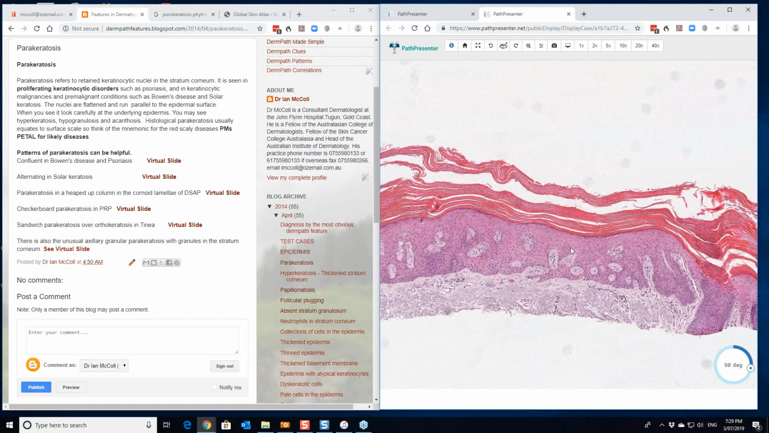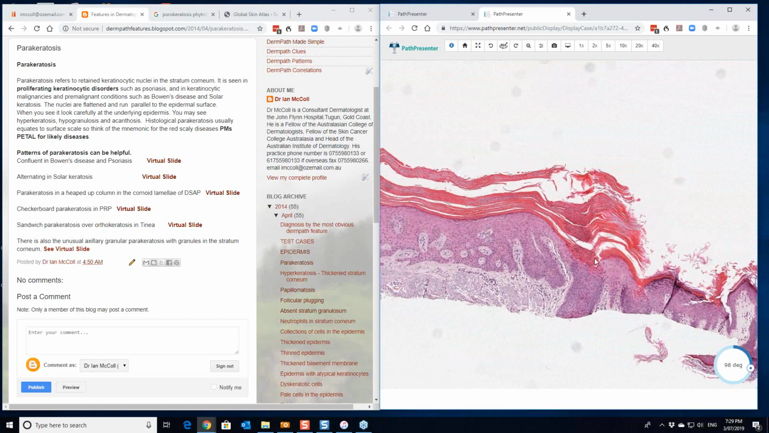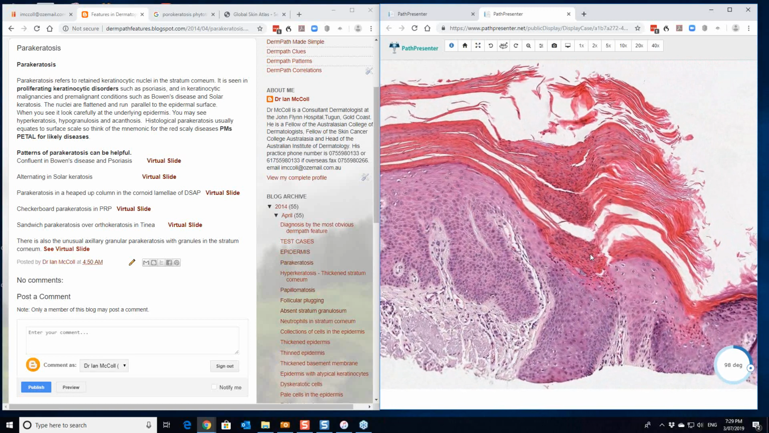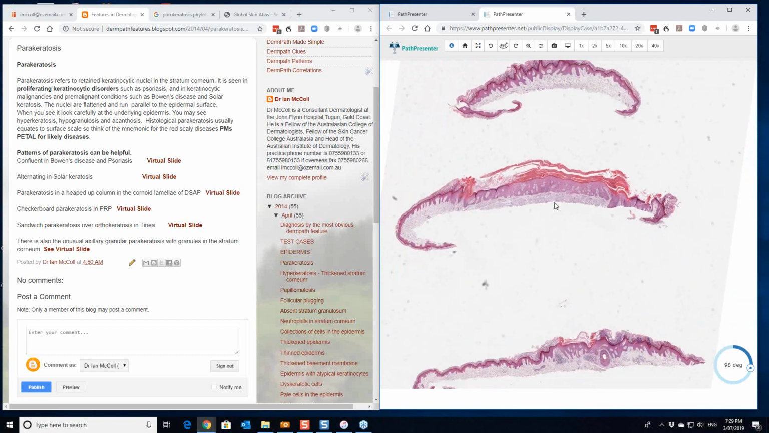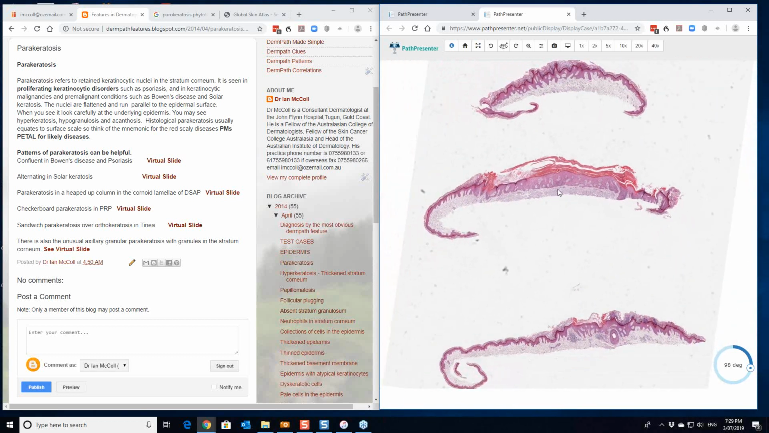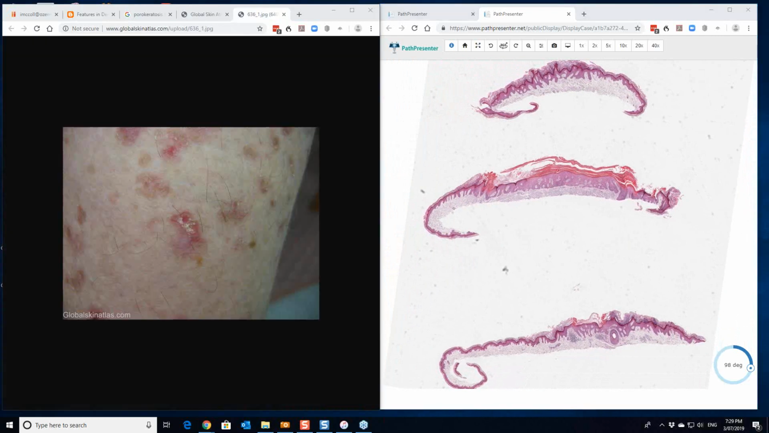If there's little bits of parakeratosis here, then we come to this area here. This is the other part of the cornoid lamella growing up here. Again, no stratum granulosum just underneath it here. So that's disseminated superficial actinic porokeratosis. I'll show you a picture of that.